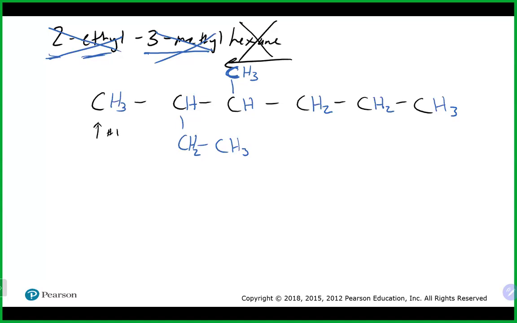Now, if you were going to do something like a line structure, I would approach it the same way. I would start with my 6 carbons, right? 1, 2, 3, 4, 5, and 6. And do the same thing.